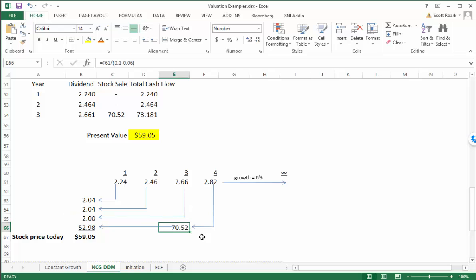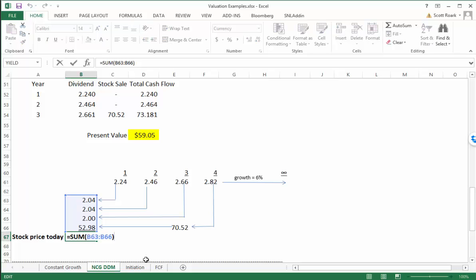And the price at time period 3 is a function of the dividend at time period 4. Remember, the price at any time period is related to the next dividend payment. So the price at time period 3 is the $70.52 that we got a minute ago. If I discount that back to time period 0, it's worth $52.98. And if I add up the present value of all those cash flows I'm receiving, then again I end up with $59.05, which is the same number that we just calculated using the NPV formula.